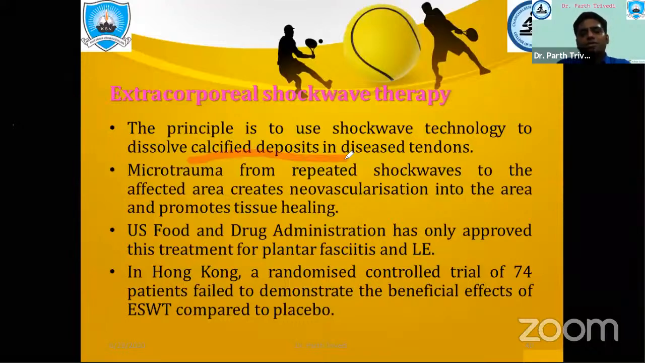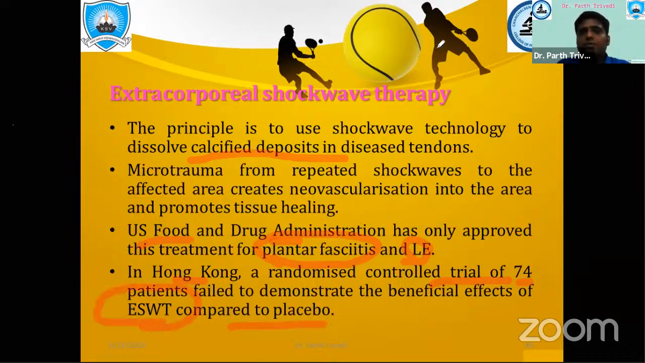Calcified deposits are used. And actually, the US Food and Drug Administration has only approved it for the treatment of plantar fasciitis and ELE. Okay, so RCTs have said that it is effective, but a recent RCT in Hong Kong, done on 72 patients, failed. ESWD failed when compared to placebo.